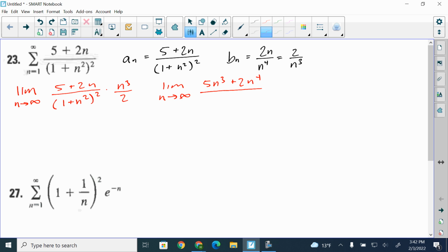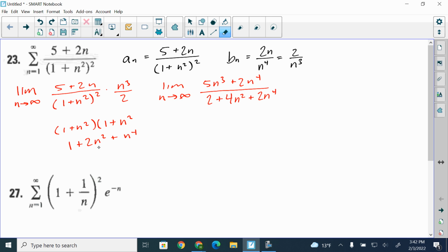And on the bottom, if I multiply the 2 through, and I think about multiplying the 1 plus n squared times 1 plus n squared, this is going to give me 1 plus 2n squared plus n to the 4th, and then I'm going to multiply it all by 2. So down here I get 2 plus 4n squared plus 2n to the 4th.